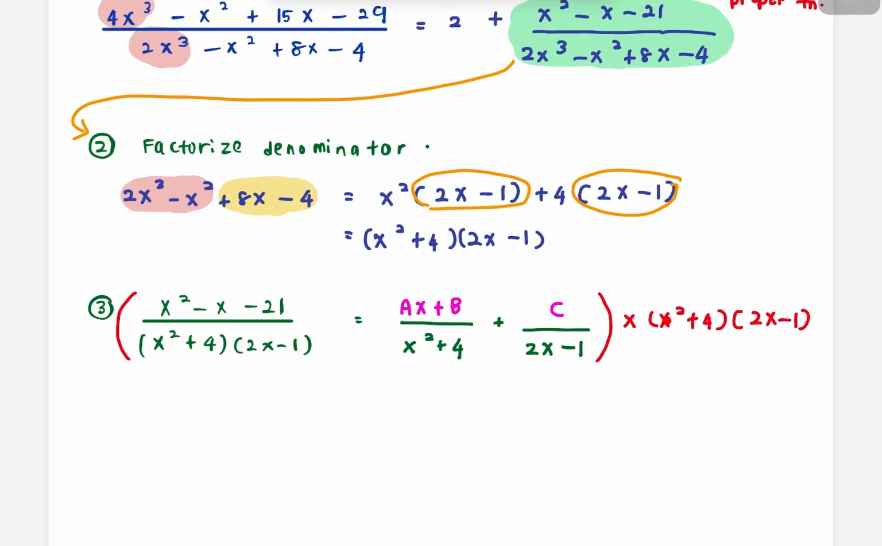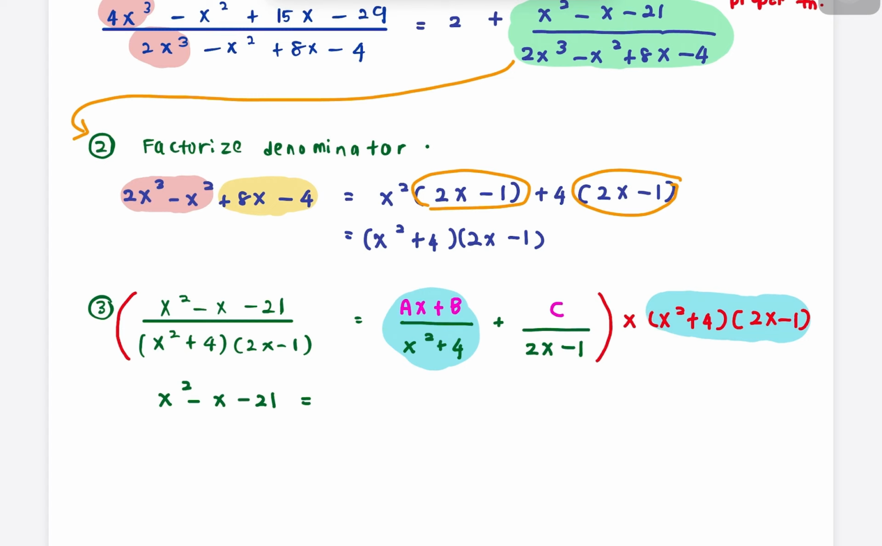Okay. Then, for the right hand side, this fraction multiplies with the whole LCD. So you have x squared plus 4 and x squared plus 4, so cancel out that one. So you are left only with the expression ax plus b times 2x minus 1. Okay. That is for the first part.